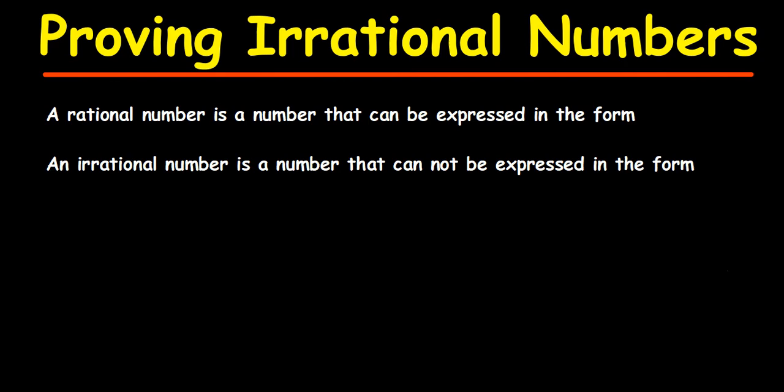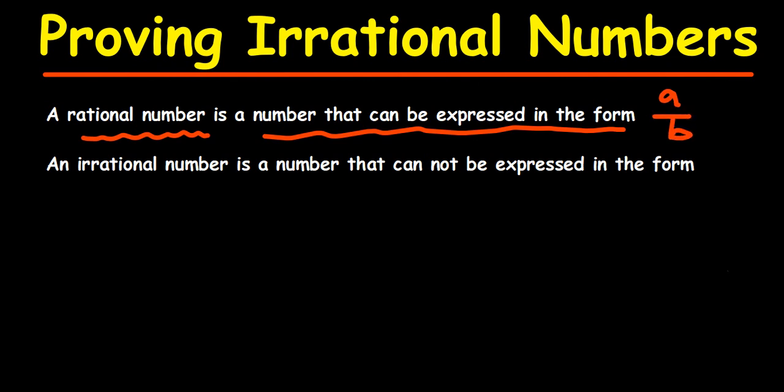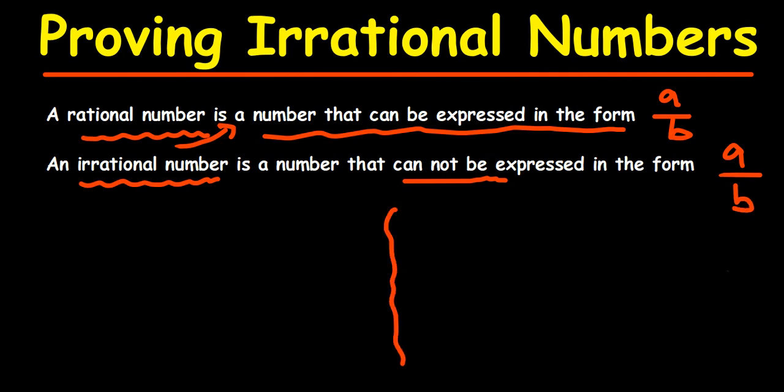By definition, we know that a rational number is any number that can be expressed in the form a over b. From this definition, we can come up with a definition of the irrational number. An irrational number is any number that cannot be expressed in the form a over b. So here we can give examples.